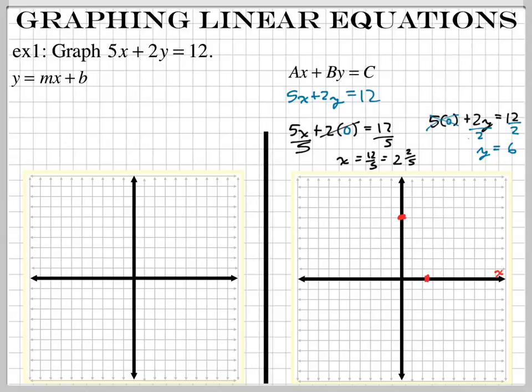And now all you have to do, once you have 2 points, any 2 points, you can draw a line through them. There's only one unique line that goes through those 2 points. After you do that, you're done. That's how you graph it using intercepts.